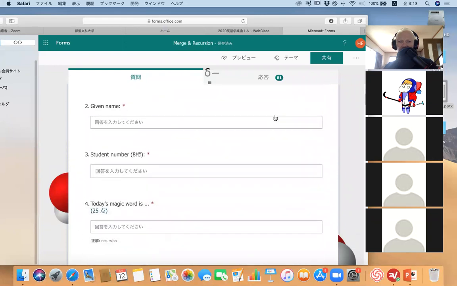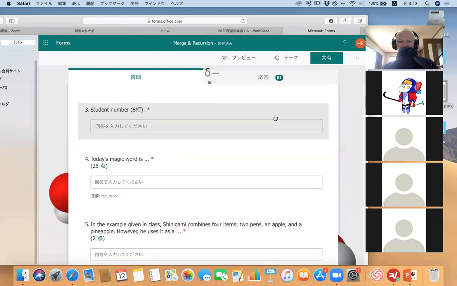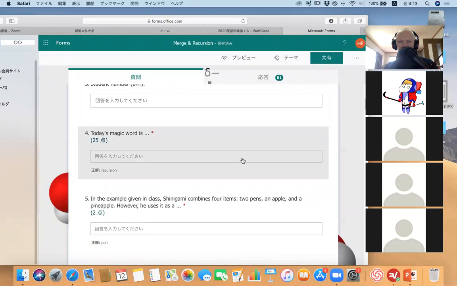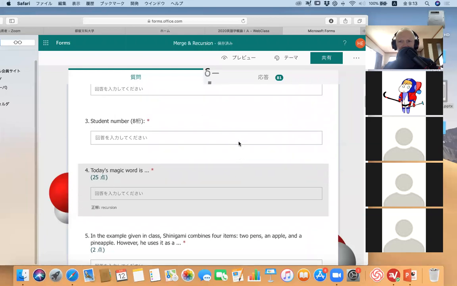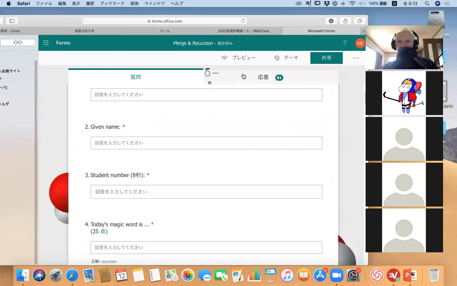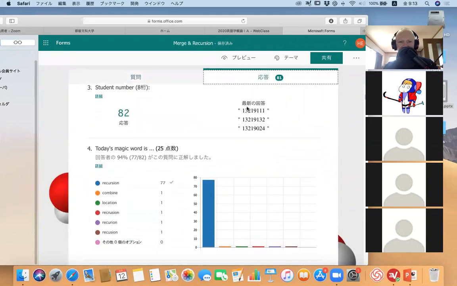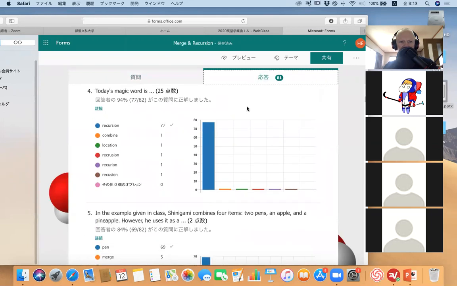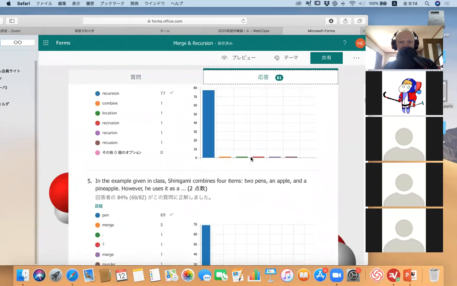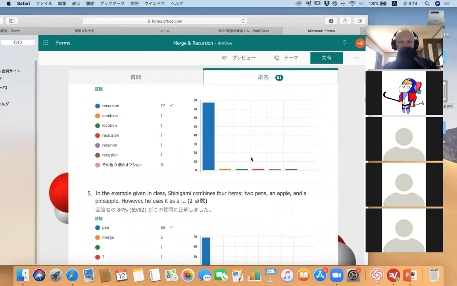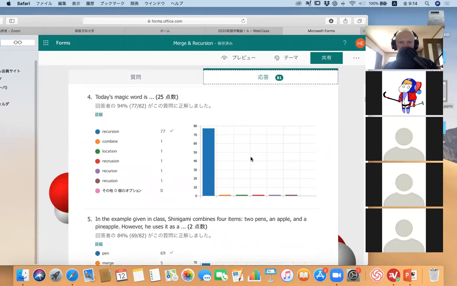Okay, right. It's just worth mentioning merge and recursion. And the magic word was recursion last week. It's 25 points for the magic word. So pay attention to the magic word. That is quite important. Okay. Yeah, we had 82 people. As you can see, you've got to get the magic word. If you didn't get the magic word right, I would suggest you do it again, right? Because that's quite a lot of points for that.